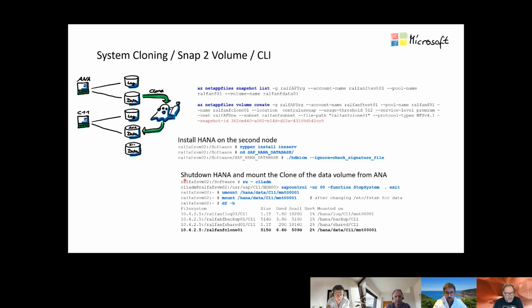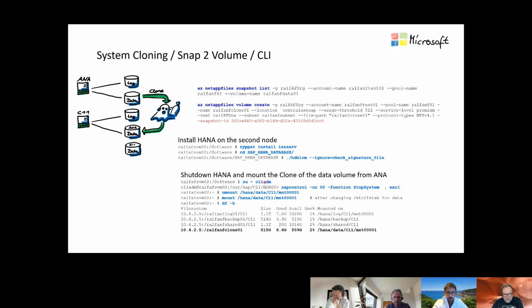Then we shut down the HANA on the C11 system. ANA is totally untouched. We do nothing with ANA. This is normal operation. Of course, you would not shut down your production system because you would like to clone a system to your QS system. So we do not touch ANA at all. We only touch C11, because that will be the target where we restore the database.